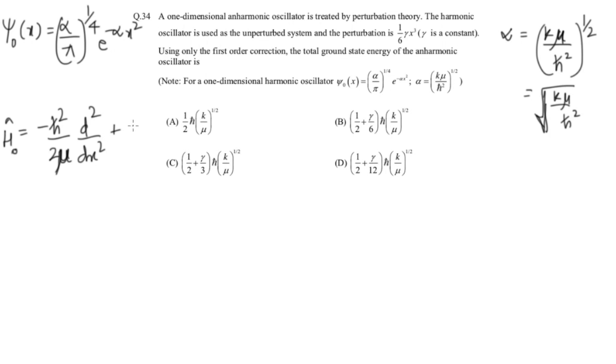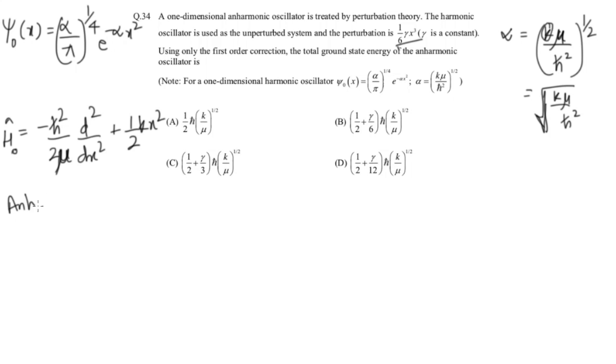And plus the potential energy operator, which will be half kx square, where k is a constant called the force constant. I'm using that because it is given to you in the value of alpha over here, right? Now, since you are applying perturbation theory, and the perturbation is given to you, that is 1 by 6 gamma x cube, your harmonic oscillator will become an anharmonic oscillator.